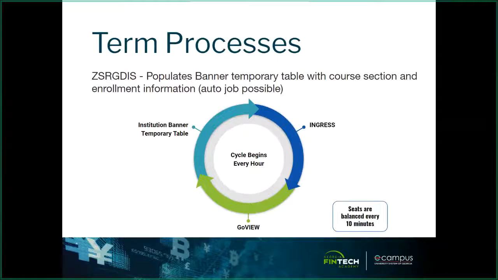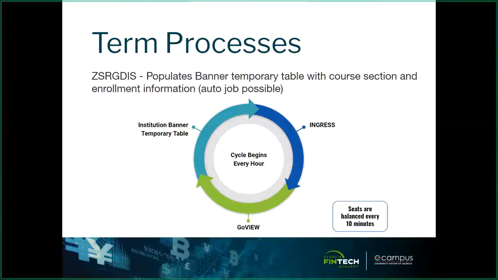Now, an auto job is possible for this process. And if you do not already have an auto job for the process and you're interested, please reach out to us and we can connect you with another institution that has already implemented an auto job for the process so that it gives you a starting point. You don't have to start from scratch on that. And for those of you that are Banner hosted, we do have multiple institutions that have automated this job, even though they're Banner hosted, so that is still an option there as well.